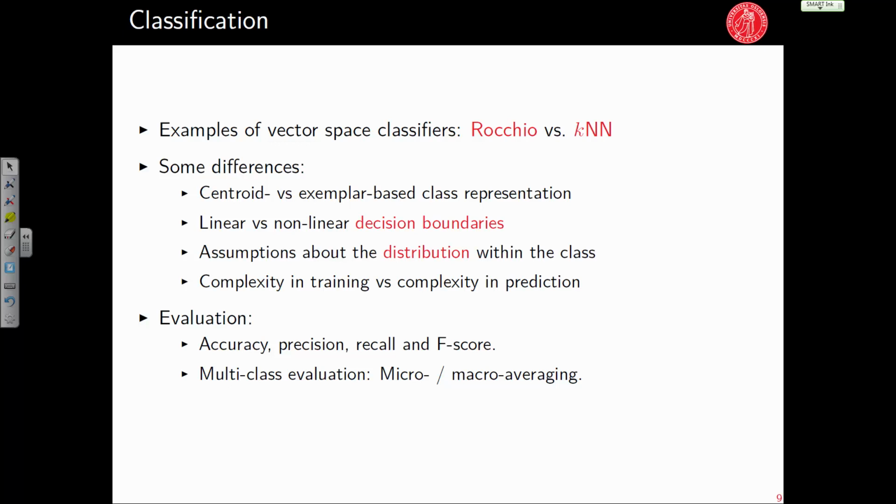When it comes to multi-class evaluation, in contrast to binary classification, we had to use micro and macro averaging. In micro averaging, we were averaging precision and recall over all the instances, whereas in macro we were looking at the classes. Precision and recall per class.